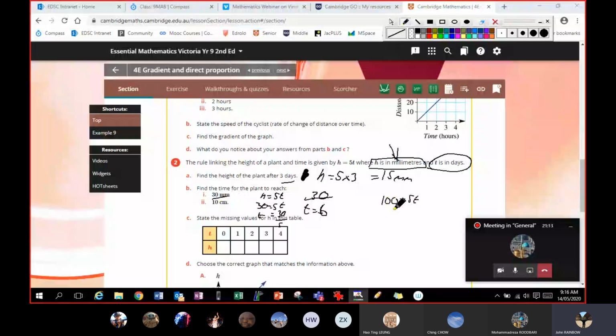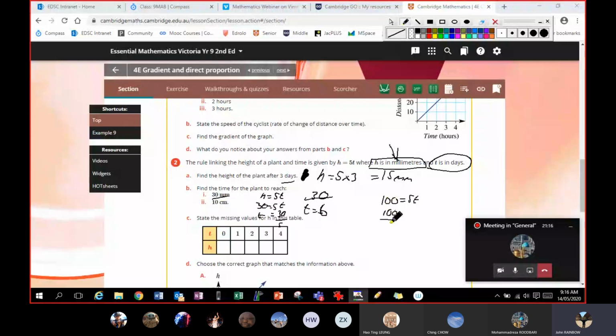So now you divide both sides by 5. And you'll find t will equal 20. Yep, 100 divided by 5, t equals 20. And that's where we get there. So that's 20 days. We should give units to that.